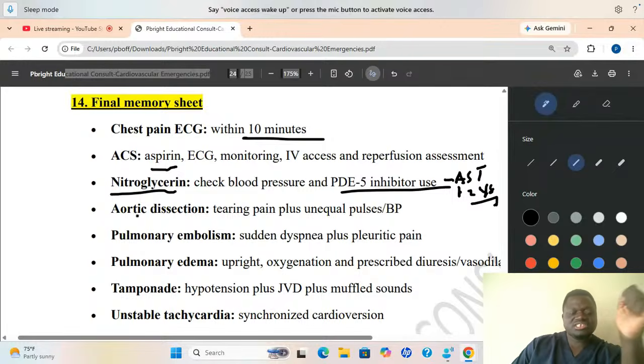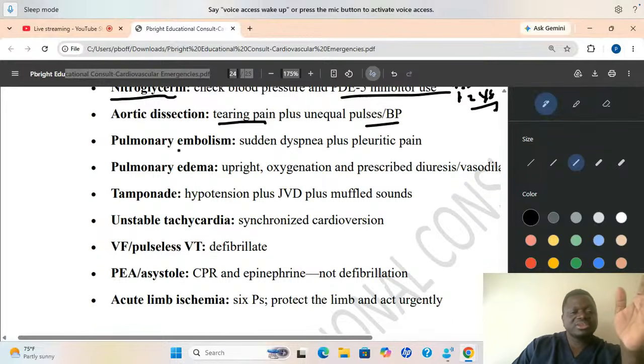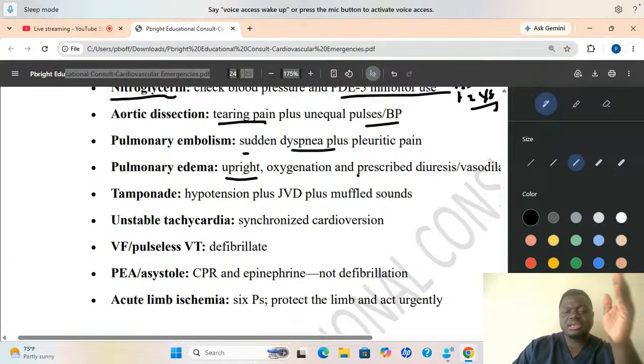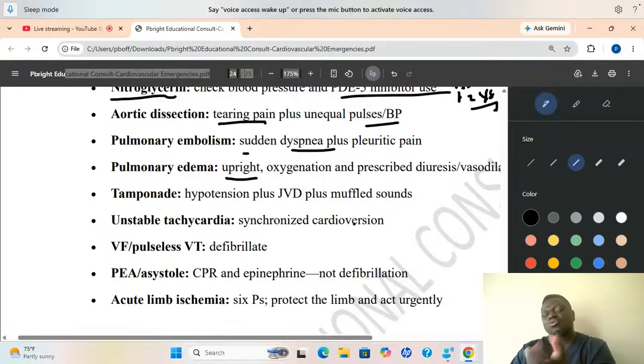Aortic dissection, the patient will never lie. They can't even hide tearing pain with unequal pulses or blood pressure. Then pulmonary edema, they can't hide. They will have sudden dyspnea with pleuritic chest pain. For pulmonary edema, you need to sit the patient upright, then oxygen and prescribed diuresis to drain the fluid from the lungs. Cardiac tamponade: you get hypotension plus jugular vein distension with muffled heart sounds.